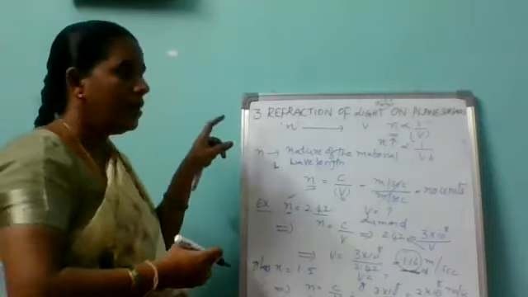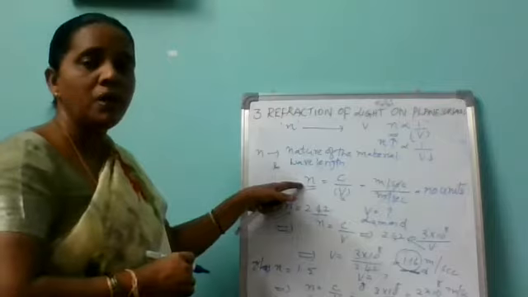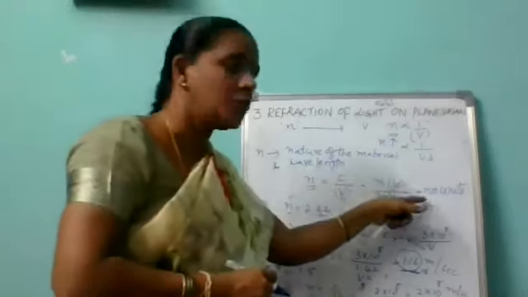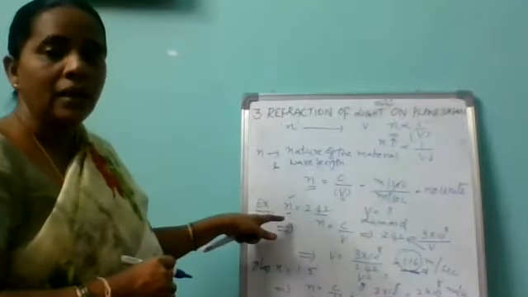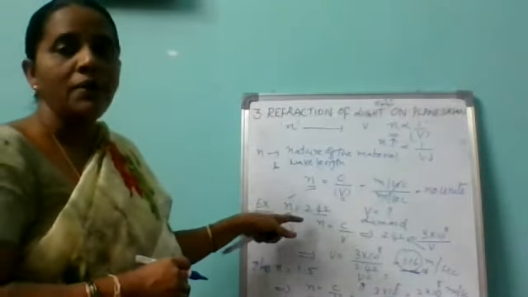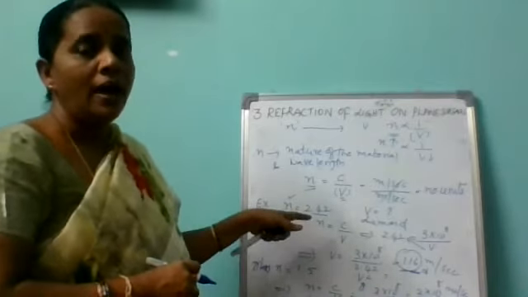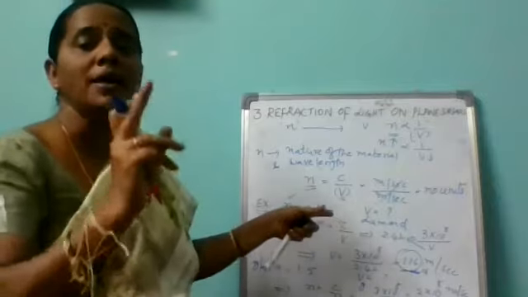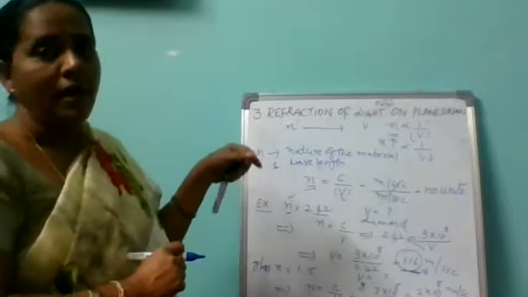Be alert. One is the most important concept, refractive index. How to define? N is equal to C by V. What are the units of refractive index? No units. And there is how to calculate the refractive index of different substances using the formula N is equal to C by V. And basing on this, which substance is having the highest refractive index, you should remember it as diamond.